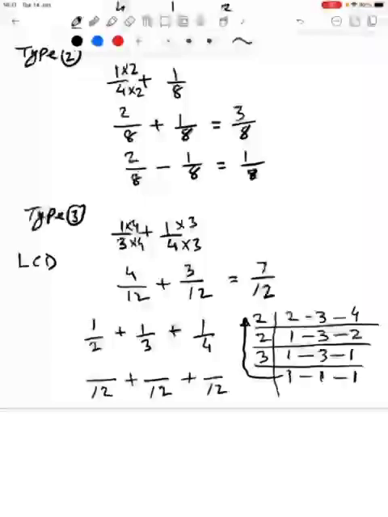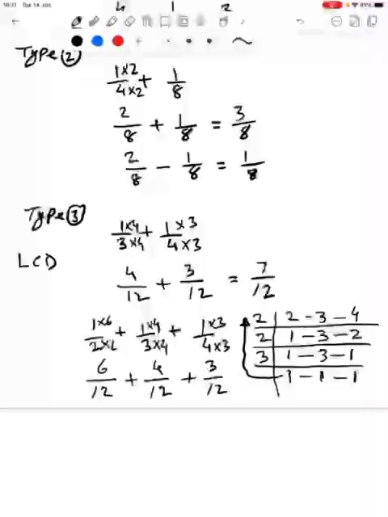So 2 will be changed to 12 by multiplying with 6. So multiply the top with 6. 3 with 4. Multiply the top with 4. 4 with 3. Multiply the top with 3. So this will give us 6, 4, and then 3. Remember that? This has become now type 1.